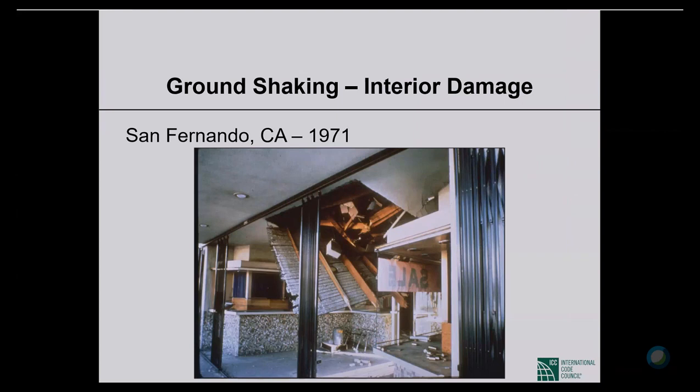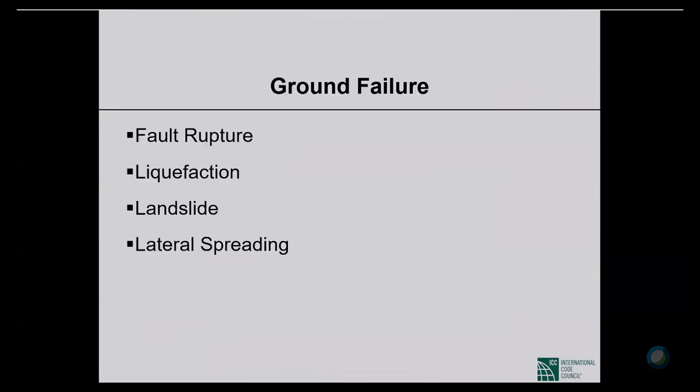Interior damage. This is so common that I cannot even tell you. This is a picture after the San Fernando earthquake. Could be any building. You see the false ceiling, and here it is intact, but there it has come down. And then this is not anywhere near as bad as you see. At the very end, I will show you a video that will, I think, impress you. Ground failure: fault rupture, liquefaction, landslide, lateral spread.